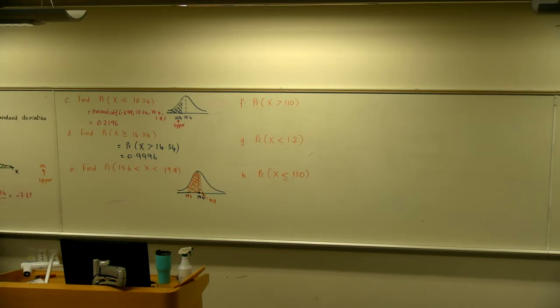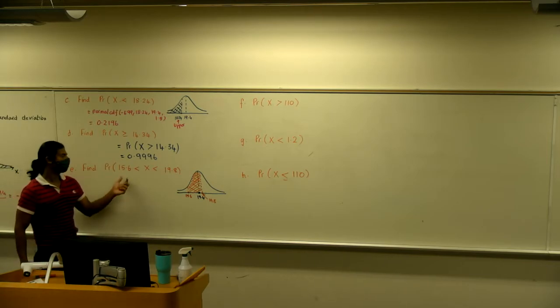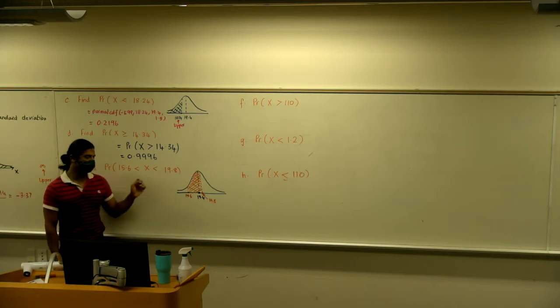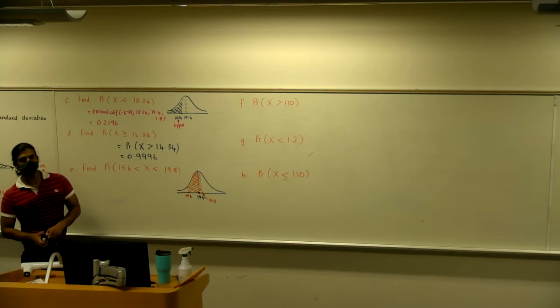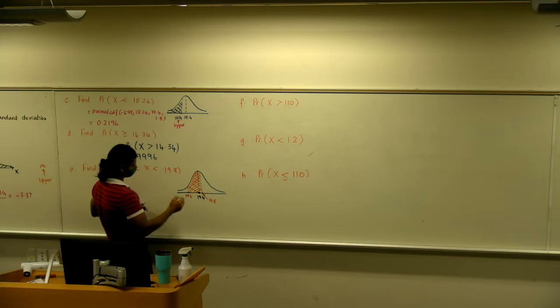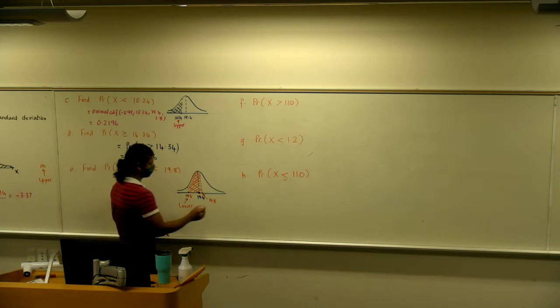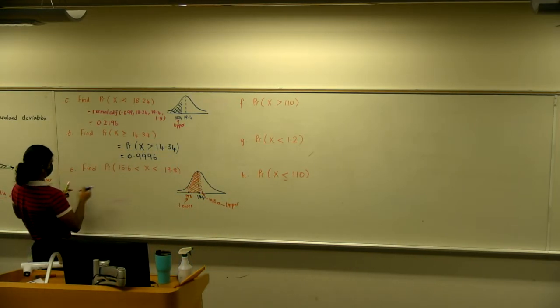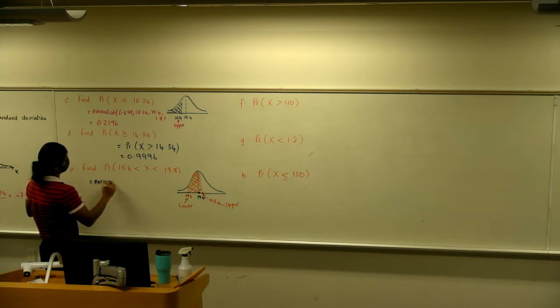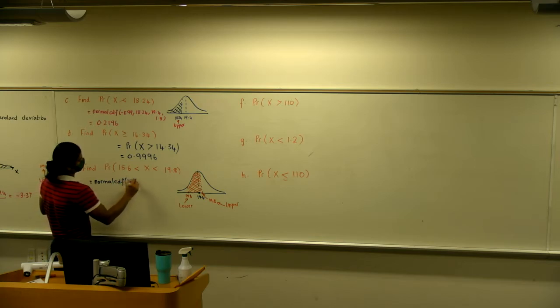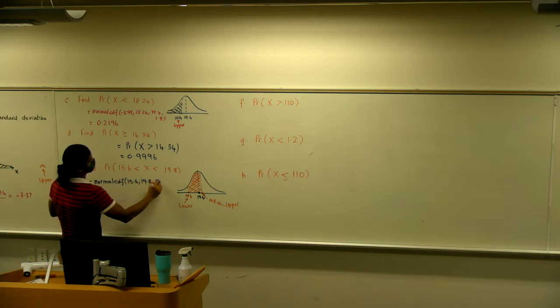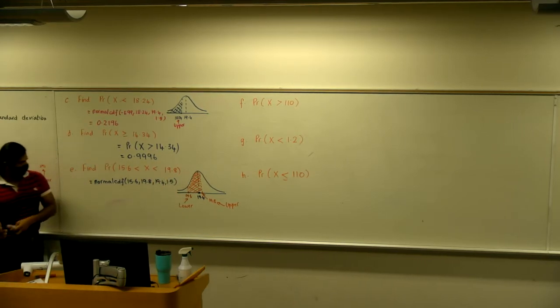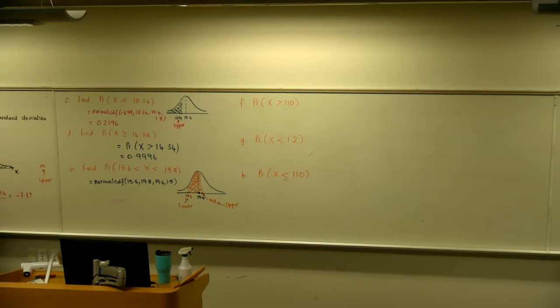15.6 less than x less than 19.8 simply means we are trying to find the probability that the weight of the turkey would be between 15.6 and 19.8. And what is the lower end point of the area? 15.6. The upper end point of the area? 19.8. The mean standard deviation would be the same. What do we get? 0.5994.